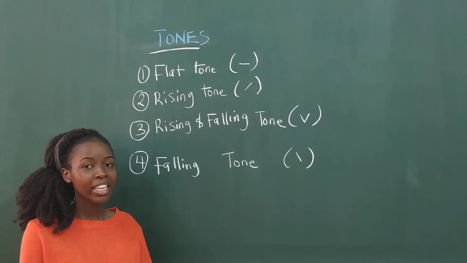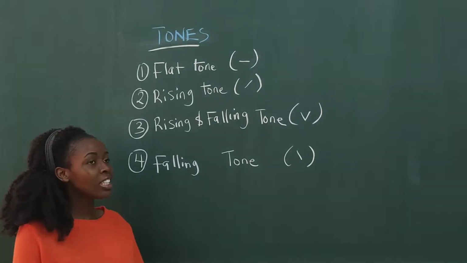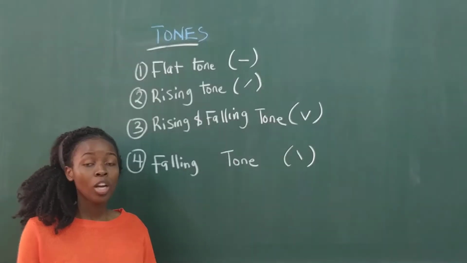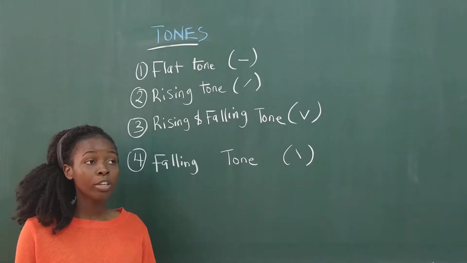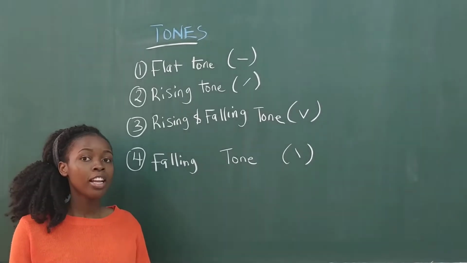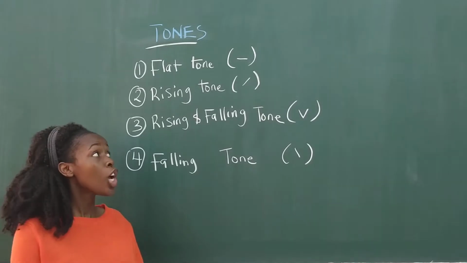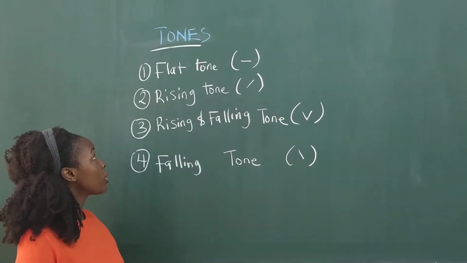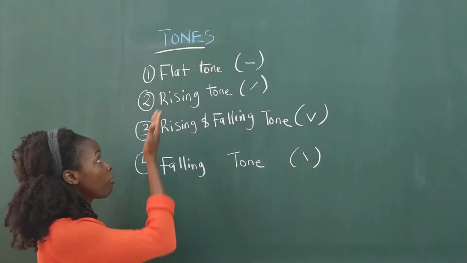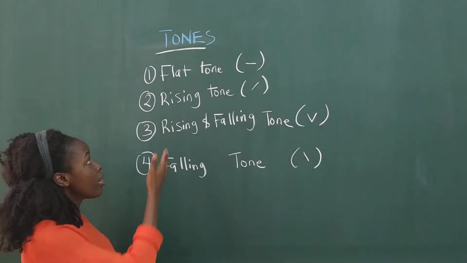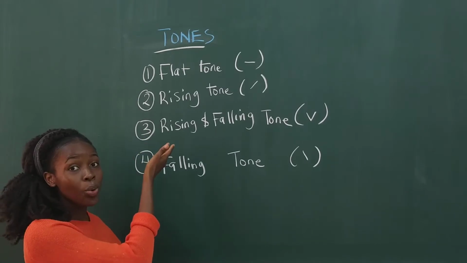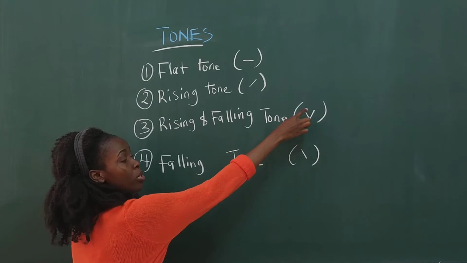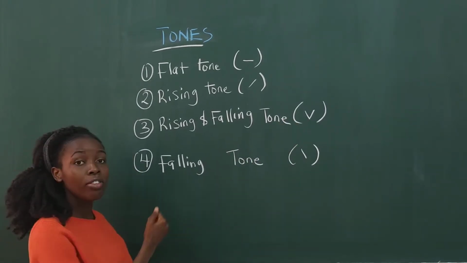My name is Emetu Lilian, and today we are going to be learning about tones and consonants. We all know that tone is one of the essential parts in learning the Chinese language. If you really want to go far in speaking Chinese, you should be able to master the 4 basic tones. The first tone is the flat tone, the second one is the rising tone, the third one is the rising and the falling tone. These are the symbols. And then the fourth one is the falling tone.